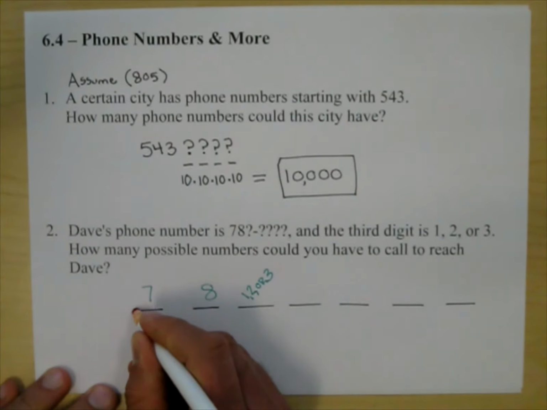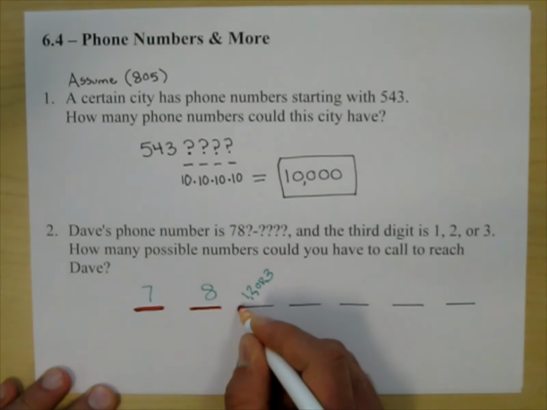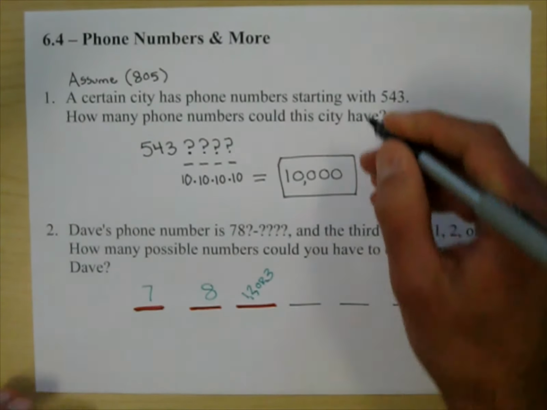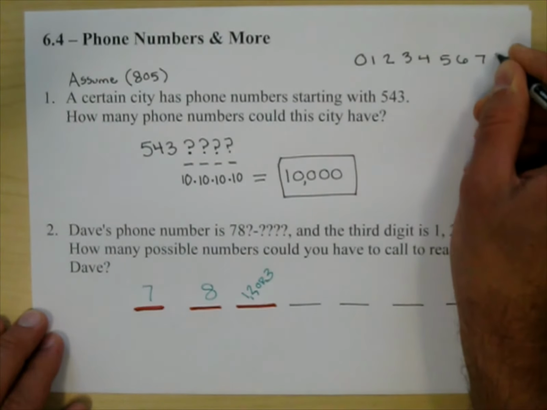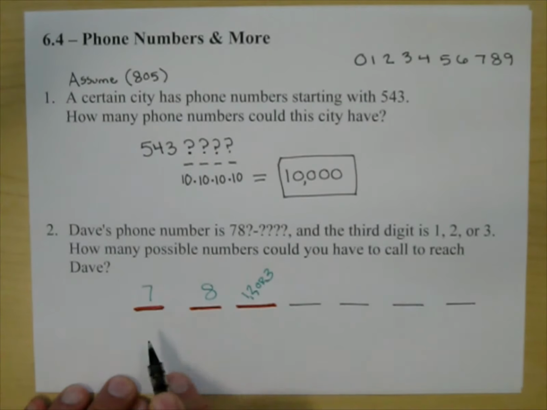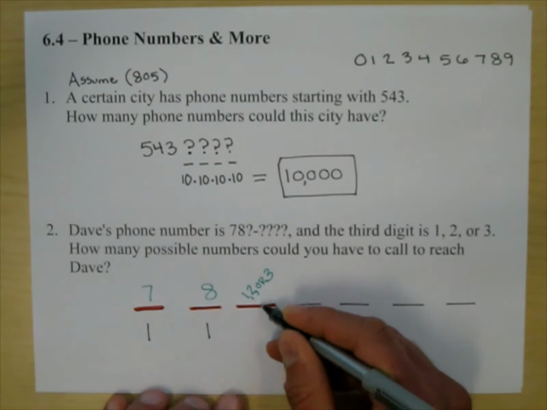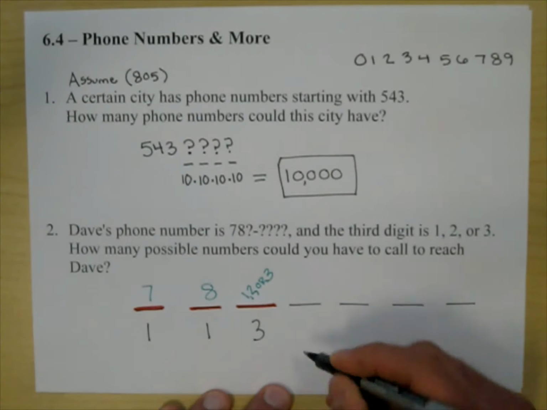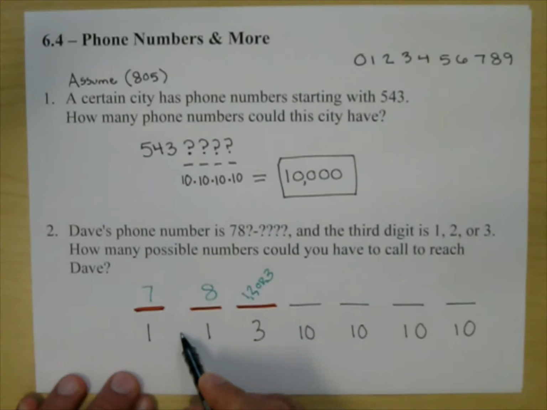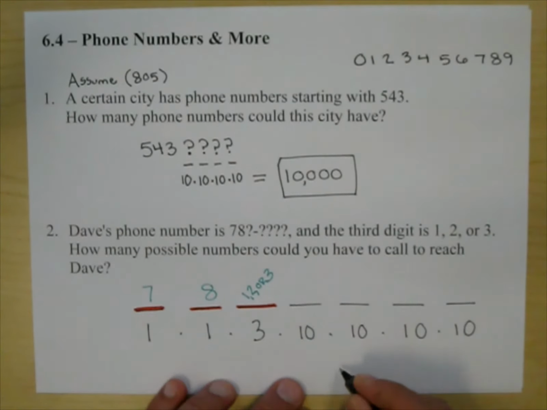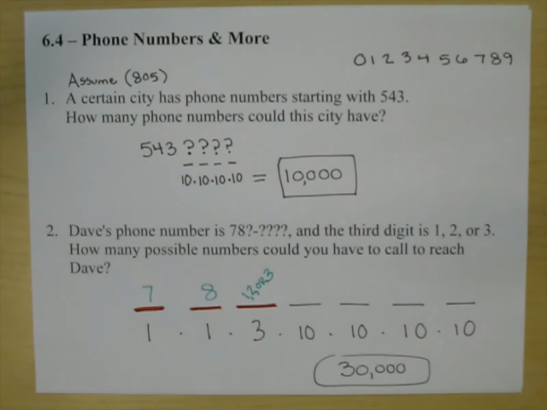So we're coming back to these things called restrictions. We have a restriction, restriction. With phone numbers, you can use any of these digits. Okay, so I have 1 choice here, and 1 choice there, 3 choices there, and then because phone numbers can repeat digits, we have 10 choices for each of those other slots. So when I multiply all this together, I have 10 times 10 times 10 times 10, which is 10,000, times 3, which is 30,000. So that's how many possible numbers you would have to call to reach Dave, 30,000.